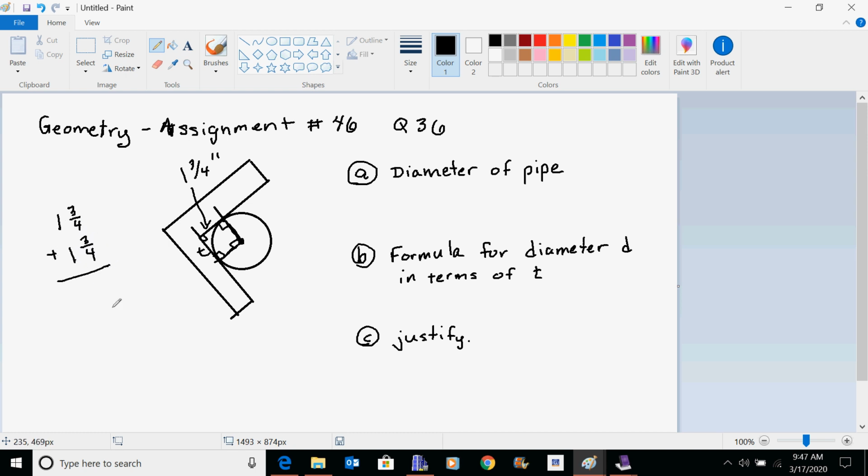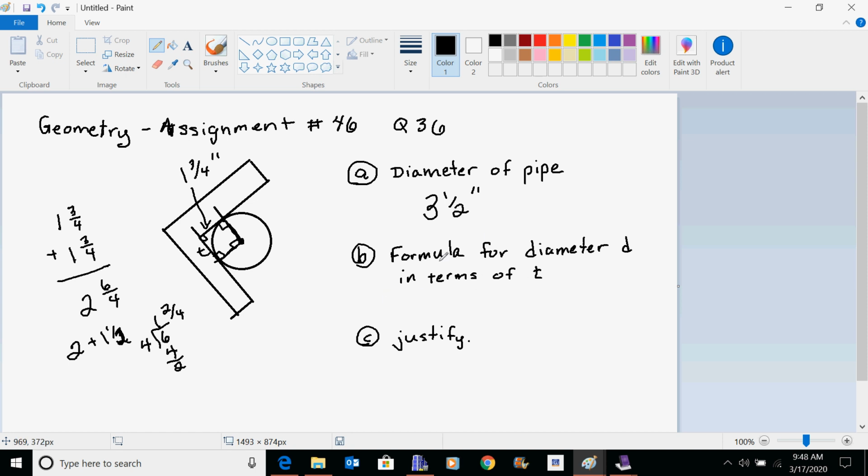1 3/4, which is 2 6/4. But we know that we could reduce this. 6 divided by 4 is 1 2/4, or 1 1/2. So 2 plus 1 1/2 would give us 3 1/2. Sorry, my brain got ahead of me. That would give us 3 1/2 inches for the diameter of the pipe.